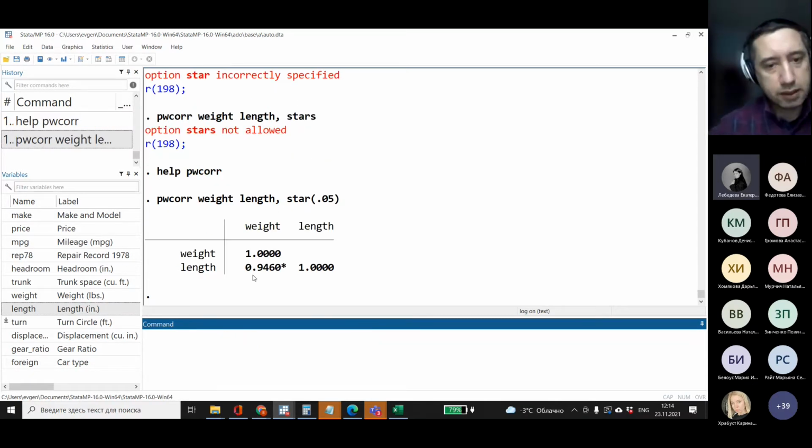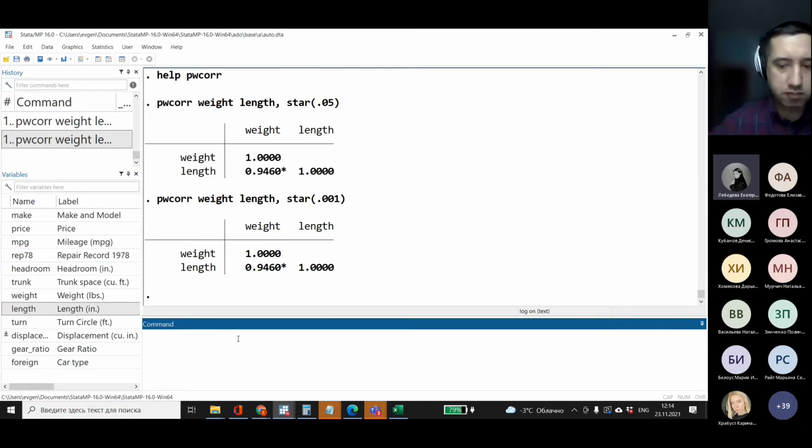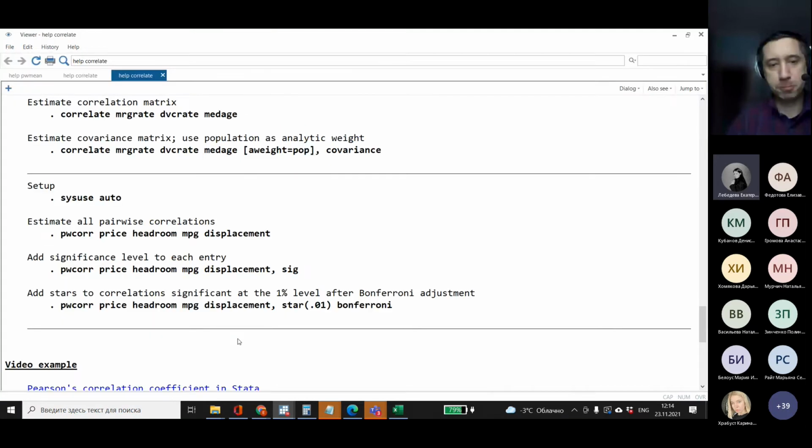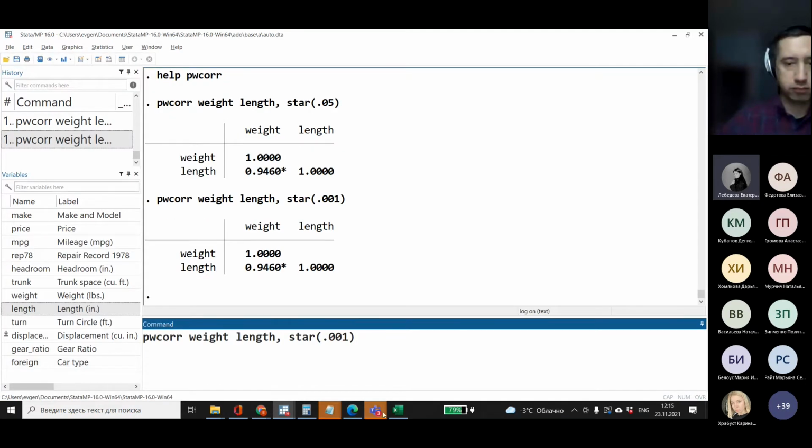I do this, and Stata automatically shows whether my correlation coefficient is statistically significant at the 5% level. Look, I can change it. For instance, look at this. Do this, please. If you're ready, press plus.